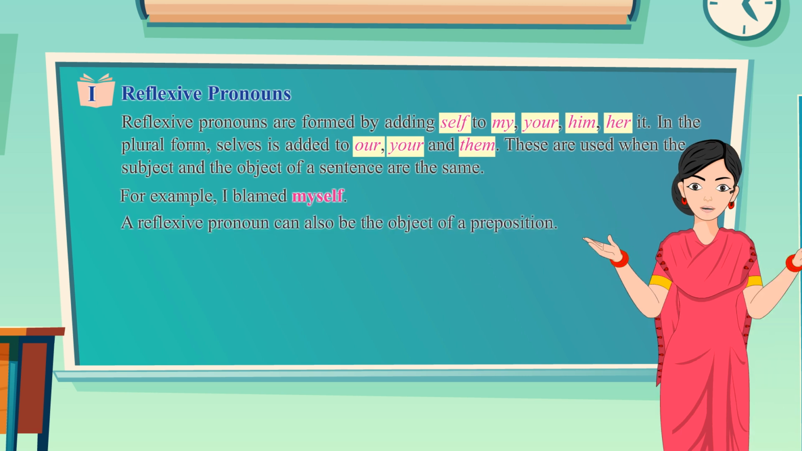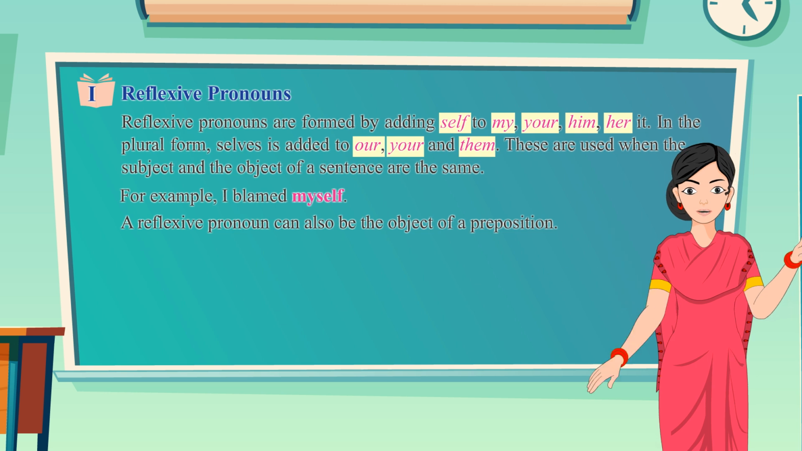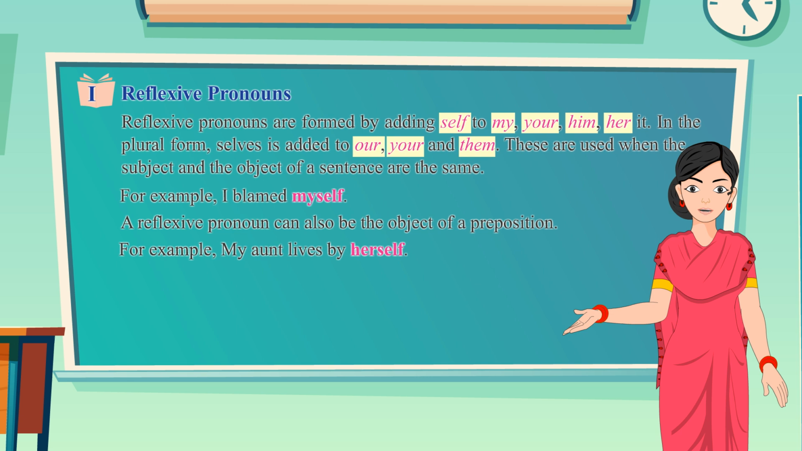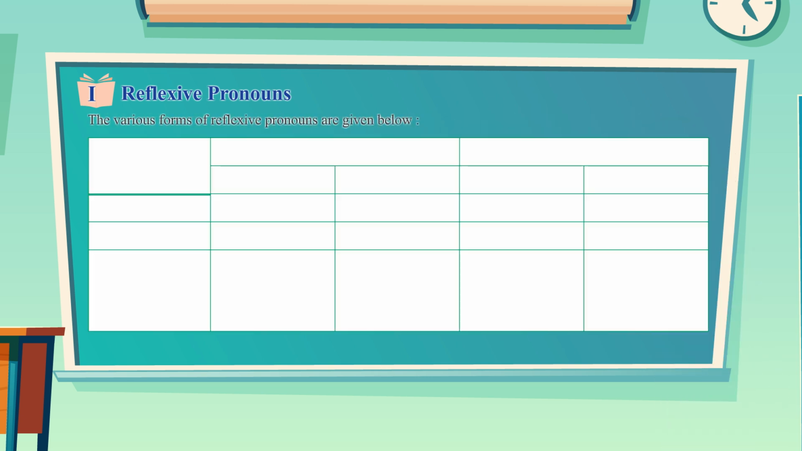A reflexive pronoun can also be the object of a preposition. For example, my aunt lives by herself. The various forms of reflexive pronouns are given below. Singular, plural.